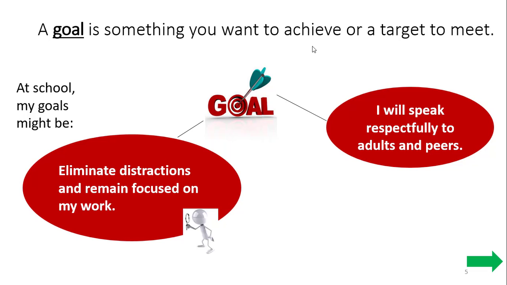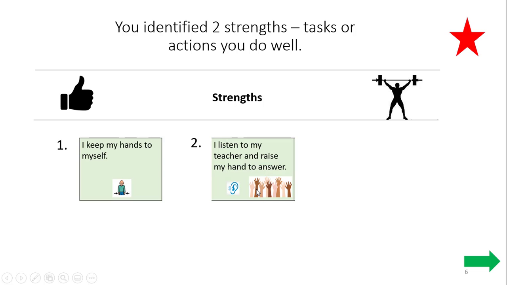A goal is something that you want to achieve or a target to meet. Remember, at school, your goal might be eliminate distractions and remain focused on work, or speak respectfully to adults and peers. We know this is silly, you're already doing it. We're going to really focus in on eliminating distractions and remaining focused on your work. The symbol here of the guy with the magnifying glass helps us remember that, about being focused. Also, we've introduced you to using the sensory tool. This is going to be something that you can use to help you stay focused on your work.